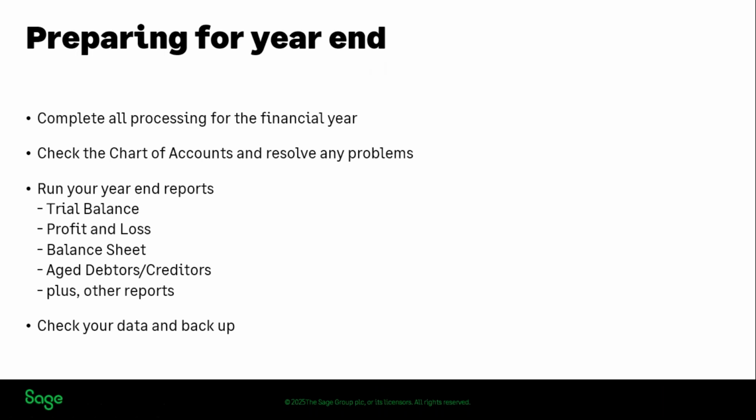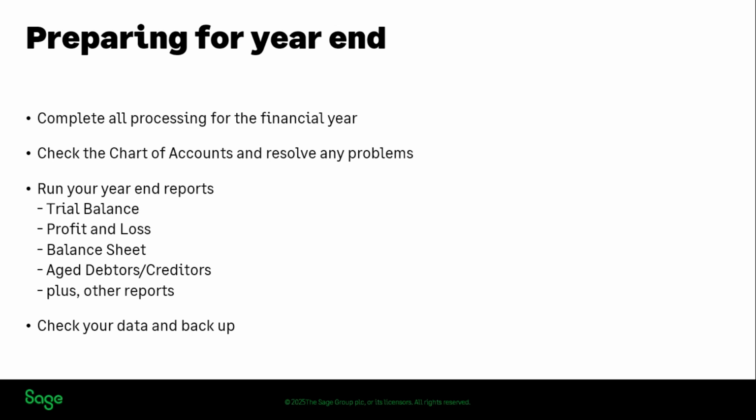So in terms of preparing for the year end, the first thing we suggest is that you do complete all processing for the financial year. It is possible to do adjustments into a previous year if you have run the year end, but what it does mean is things like your profit and loss and balance sheet, those reports will have changed as a result of that. So we do recommend to complete all processing first.